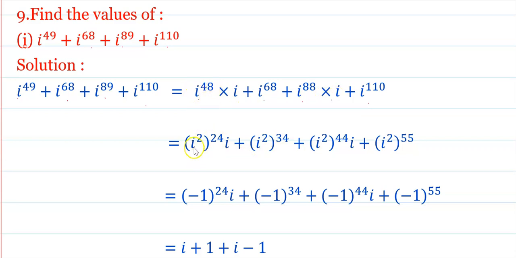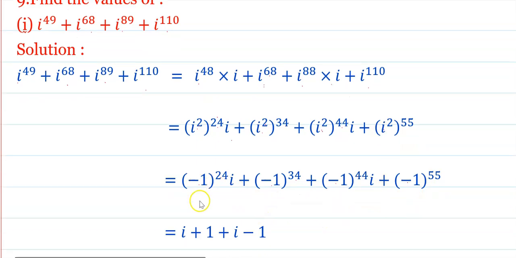i raised to 48 means what? (i square) raised to 24, into i raised to 68 means what? (i square) raised to 34. Their product is 68. i raised to 88 means what? (i square) raised to 44, into i raised to 110 means what? (i square) raised to 55. Again i square means what? Minus 1. Minus 1 raised to 24 into i square means minus 1 raised to 34, i square means minus 1 raised to 44, into plus i, i square means minus 1 raised to 55.